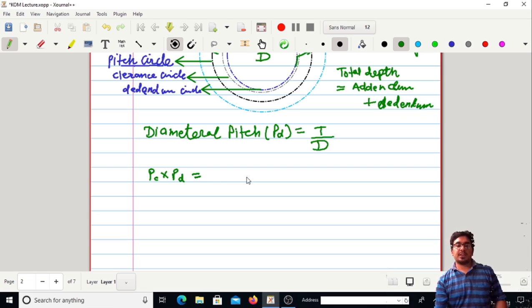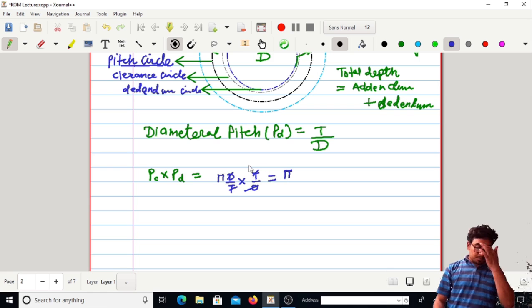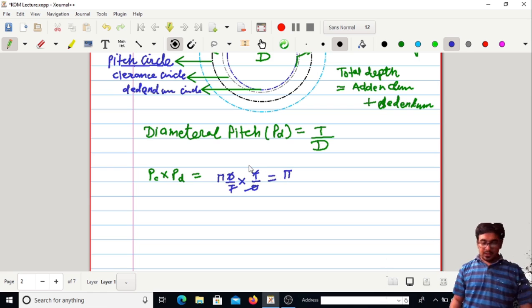So it is very simple. Now you can write it as PC is given as pi d by t and PD is given as t by d. So this will come out to be pi. So pi will be the answer.